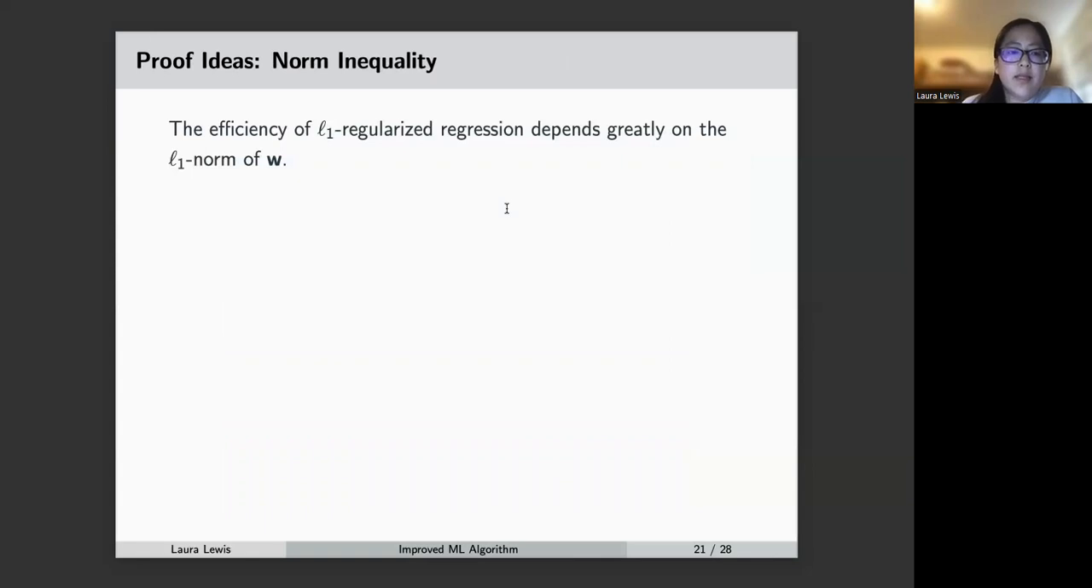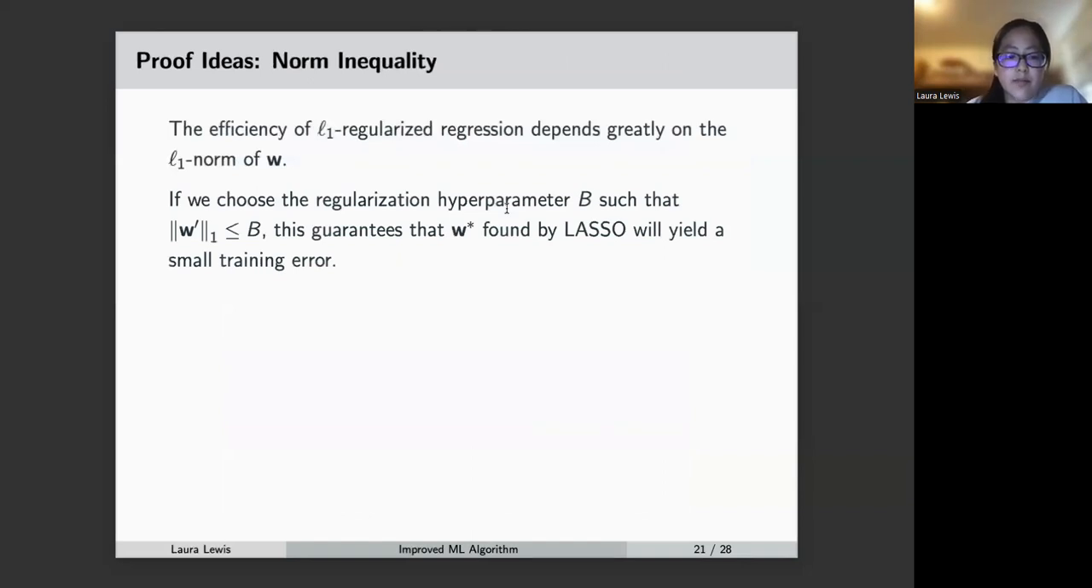So you may be familiar with the fact that the efficiency of L1 regularized regression, which we use, depends greatly on the L1 norm of the coefficient vector W. In particular, remember that in the lasso algorithm, there's this hyperparameter that we need to set that corresponds to a constraint that we optimize with respect to. In particular, this constraint is some B such that the one norm of the vector of coefficients, W, is bounded by B. And so how do we choose that hyperparameter B? Well, we can choose it based on W prime from the previous slide. And while the ML algorithm may not learn the specific vector of coefficients, W prime, even still, by asserting that the one norm of W in lasso must be less than B, this guarantees that whichever W star lasso finds, which could be very different from W prime, will yield an even smaller training error.